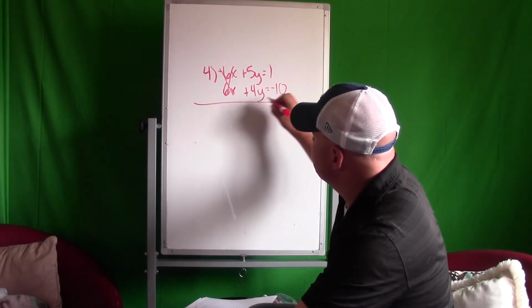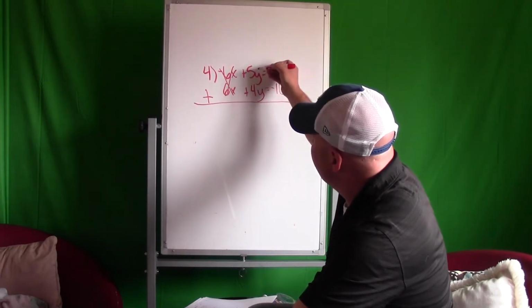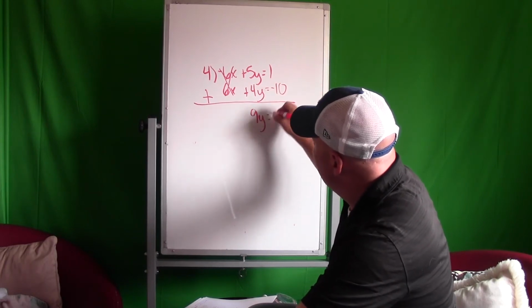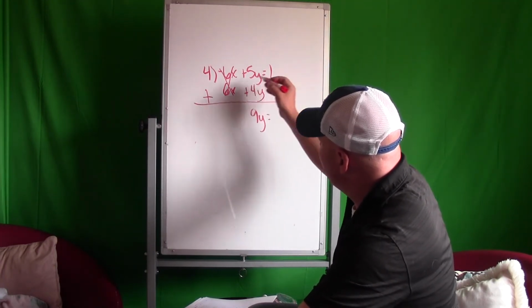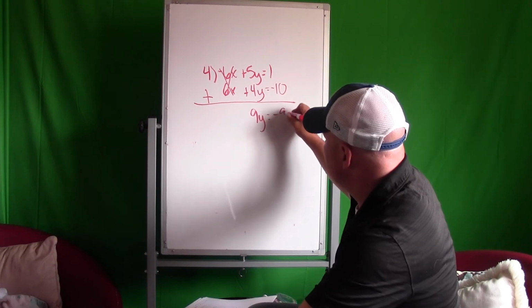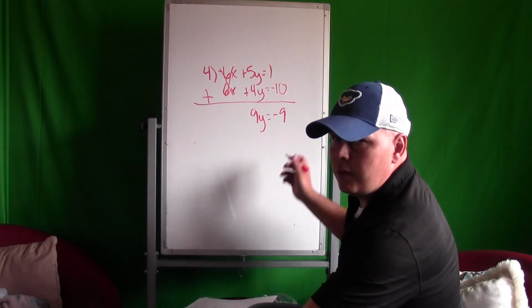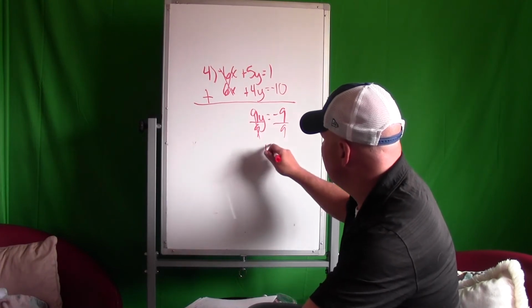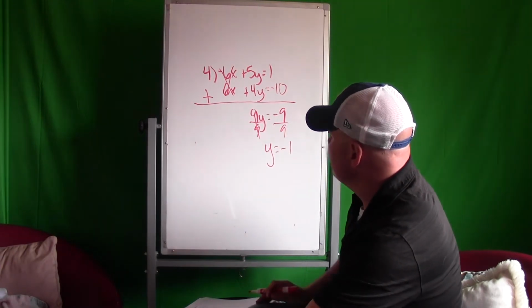So now I move on to step 2, which is combine. 5y's and plus 4y's equals 9y. And 1 minus 10, or 1 plus negative 10, equals negative 9. Now from there, I'm just going to solve. Divide by 9, divide by 9. That goes away. And I have y equals negative 1.